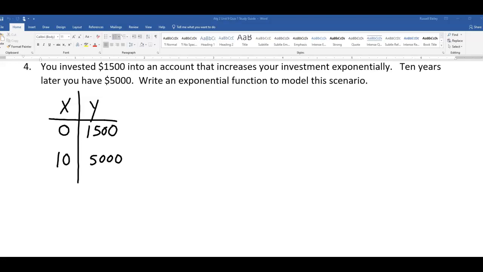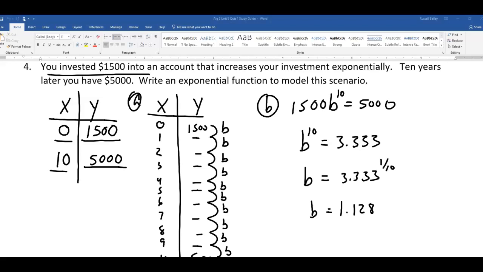And so I'll restate that before I go any further. Your starting amount is going to go here with a 0 next to it. Your ending amount goes here with however many years or whatever it took to get there. But the rest of the steps are just like what we did in number 3. So I'll go ahead and do the rest of the problem at this point.